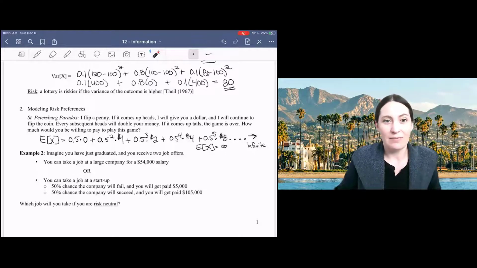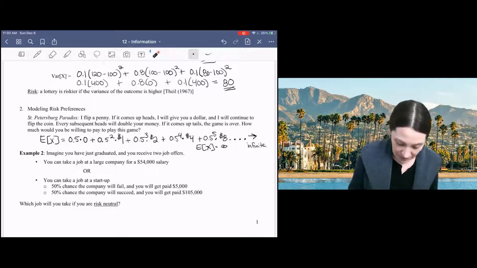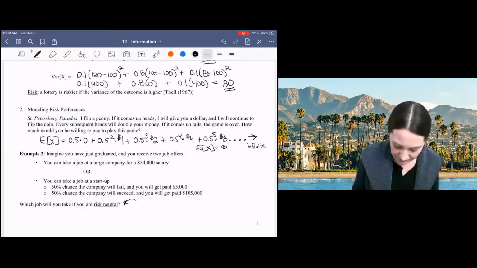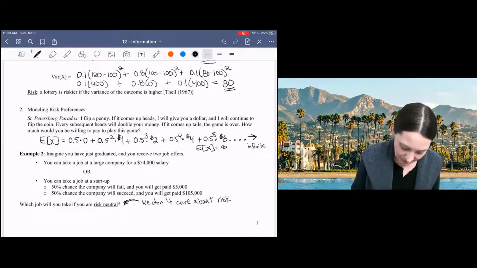So the first question we can answer without any further modeling is, which job would you take if you are risk neutral? Here we're introducing the concept of risk preference. Do we like risk? Do we not like risk? Do we not care about risk? Risk neutral means that we don't care about risk. So we simply choose the option with the highest expected value.